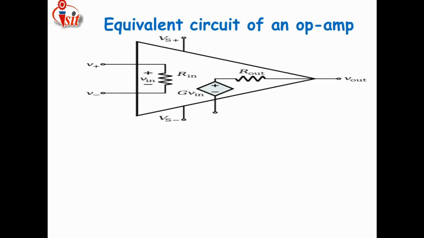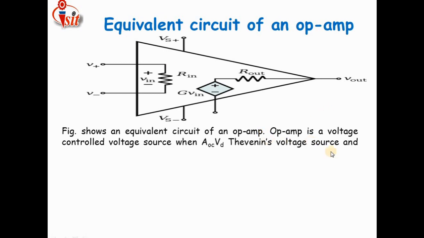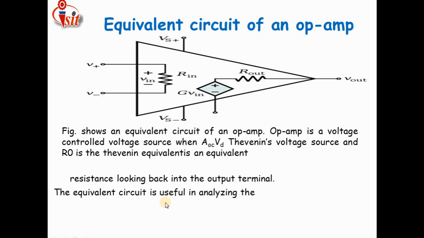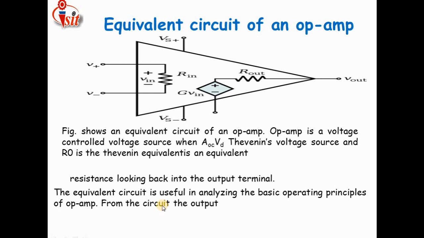Equivalent circuit of an op amp. This figure shows an equivalent circuit of an op amp. The op amp is a voltage controlled voltage source, A_OL times V_D. A_OL means the open loop gain, and V_D means the voltage difference. R_O is the Thevenin equivalent resistance looking back into the output terminal. The equivalent circuit is useful in analyzing the basic operating principle of an op amp.